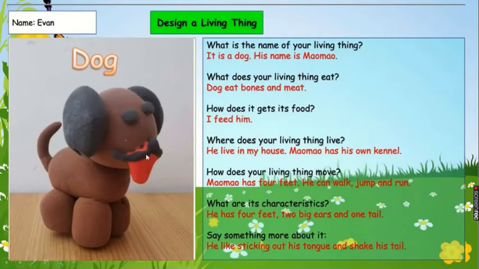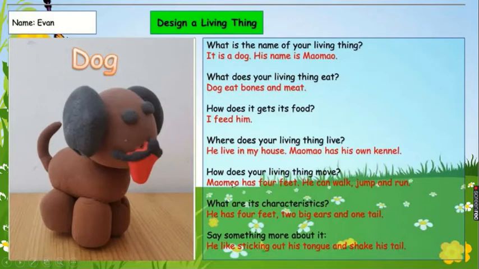Look at that. He even used a Play-Doh or a clay to make his living thing. And that is a dog. And the name of this dog is Momo. It eats bones and meat. And then, how does it get its food? Evan gives food to Momo. It lives in Evan's house, and it has its own kennel.